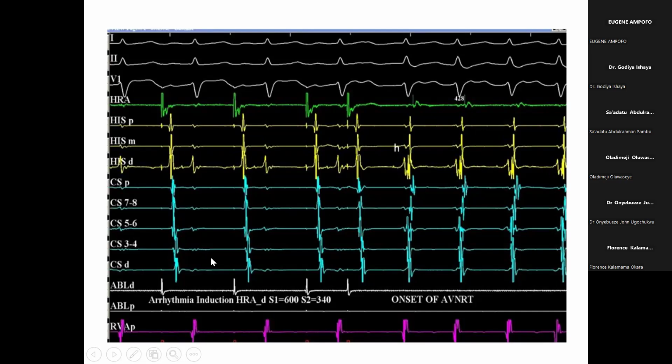So the next thing that happened: we want to now push this patient into a premature beat. This first cycle, you see, follows the normal pattern, right? The second cycle also followed. P wave came, His catheter, CS, and you have the RV apex, right? It fell into the normal cycle. Okay, good.